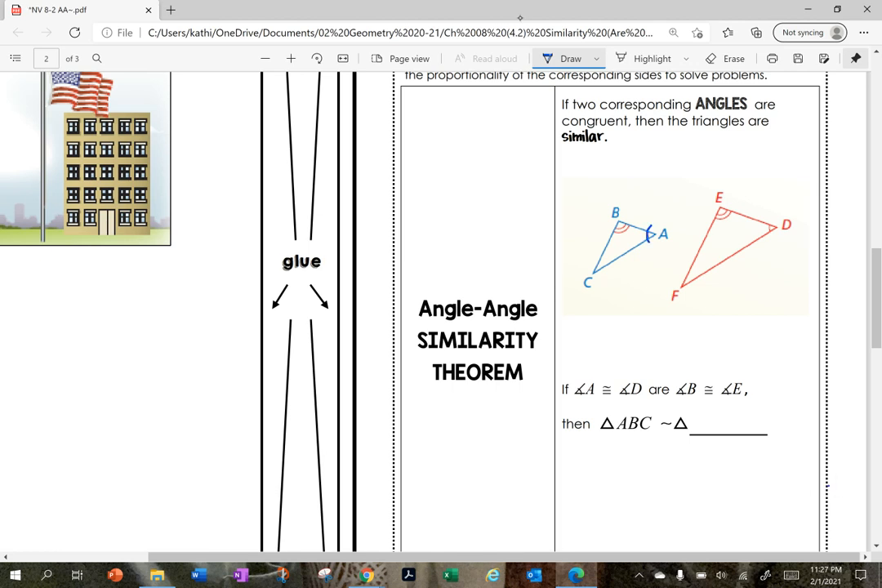So starting out, I see I have one arc mark, so I know angle A is congruent to angle D, and I have two sets of arc marks, so I know angle B is congruent to angle E, so I can conclude that angle C and angle F are also congruent. So I can say that triangle ABC is similar to triangle DEF. Just to remind, the order of the letters matters, as these match up with my corresponding angles.